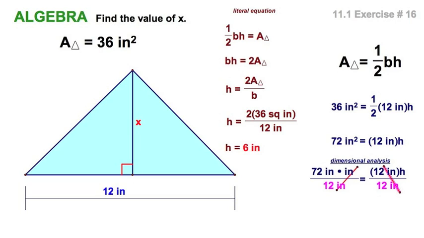and what I must be left with, I've got h on the right-hand side, which is my variable, and I have units of inches, and that's what I wanted, a linear measurement. So I take 72 divided by 12, and again, 6 inches. Either way, it works out fine.